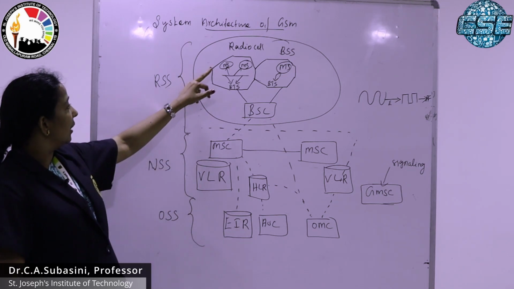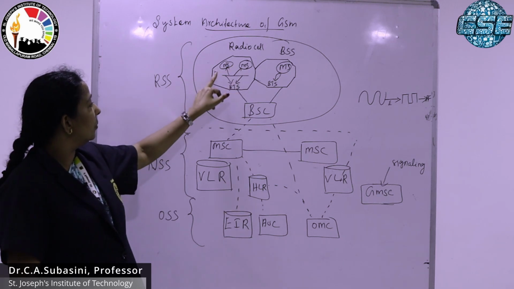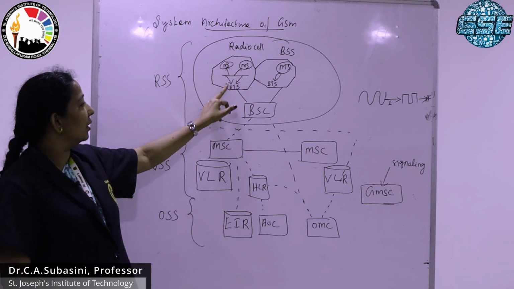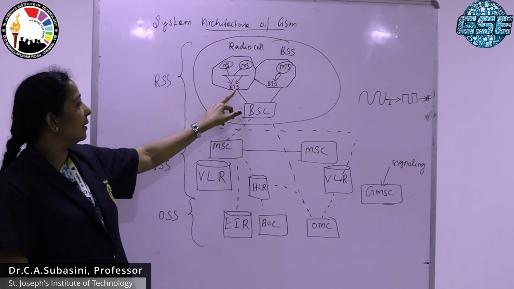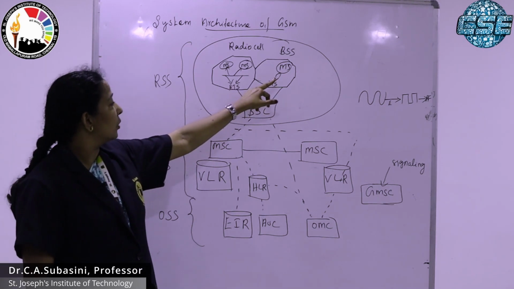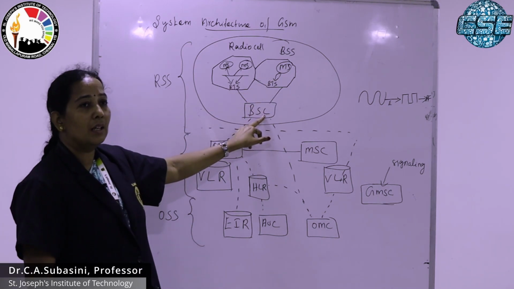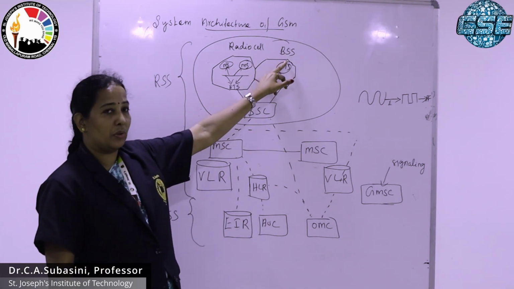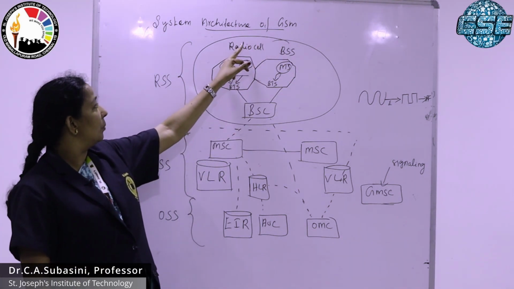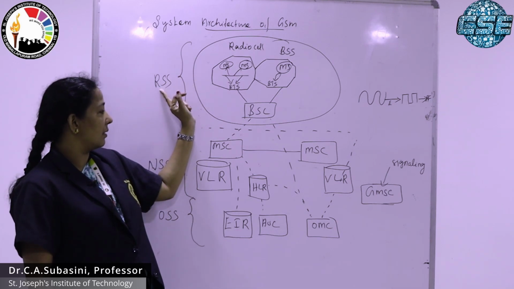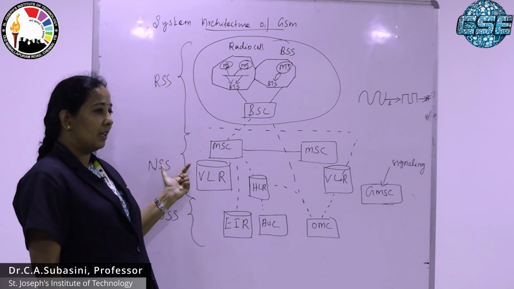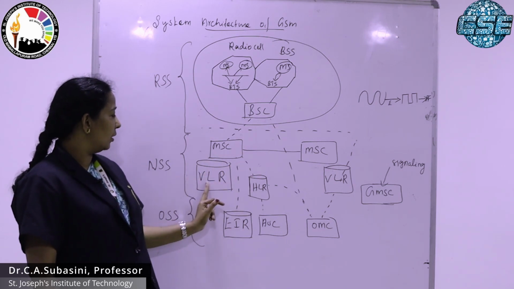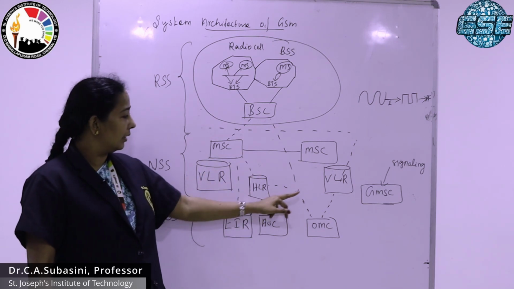The first, RSS, has these components. The first component is MS, that is the mobile station, then BTS, the base transceiver station. Then BSC, the base station controller, then BSS, the base station subsystem. These are the components available in the first part, RSS. The second part is NSS, in which the first component is MSC, and the second components are VLR and HLR.